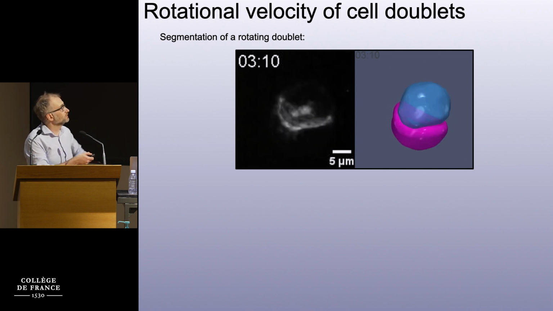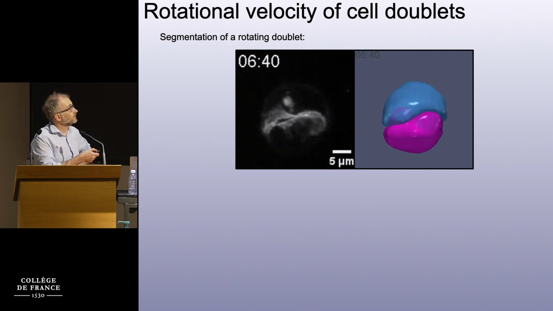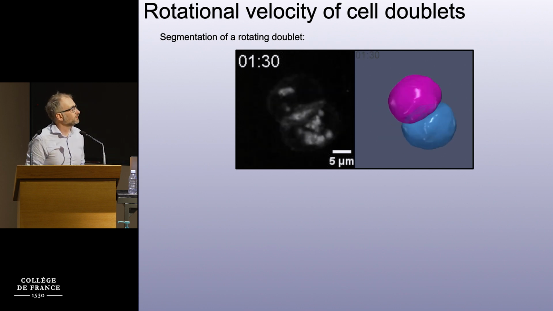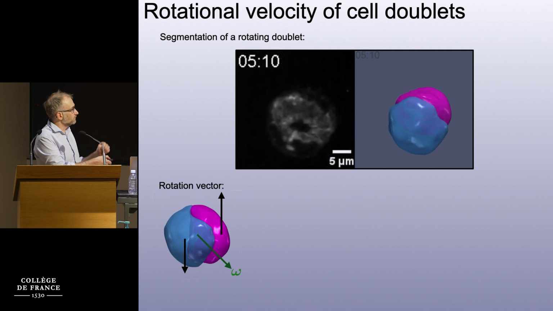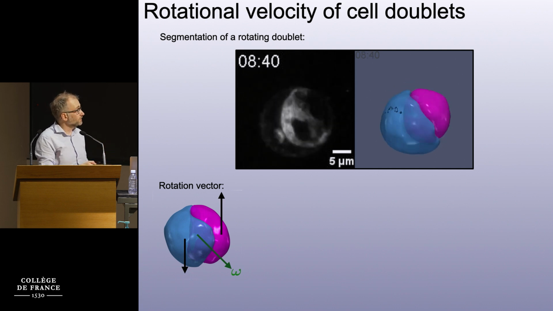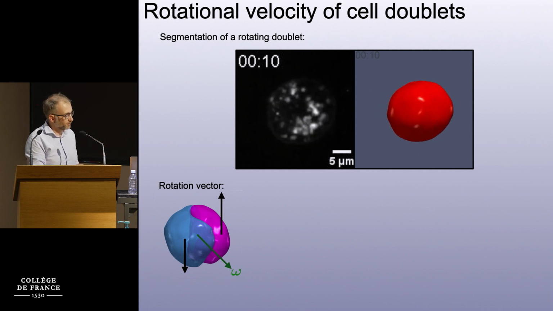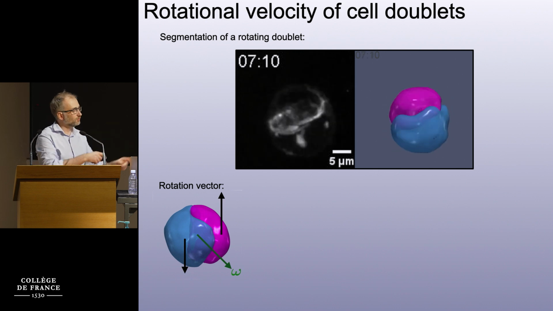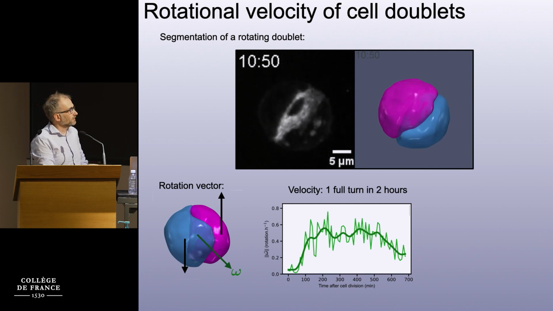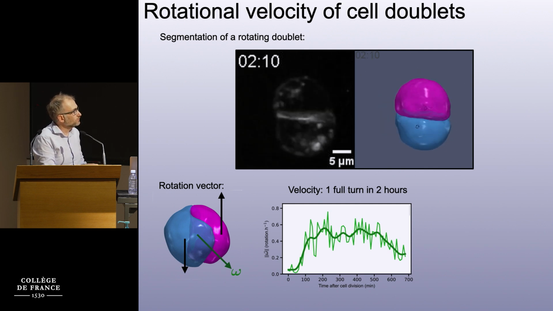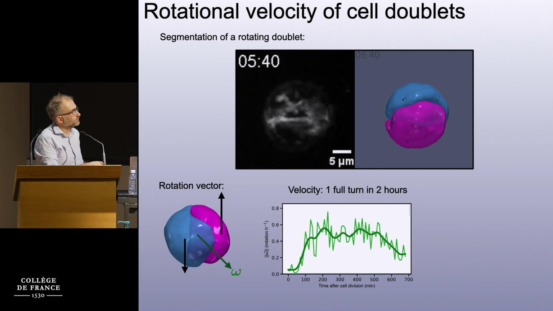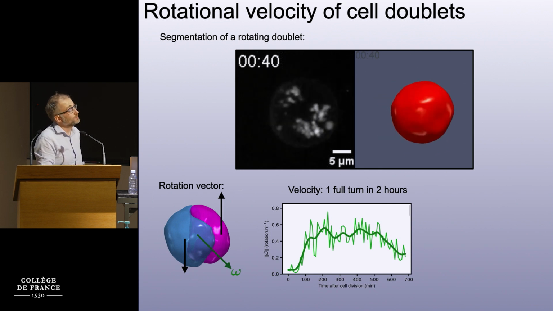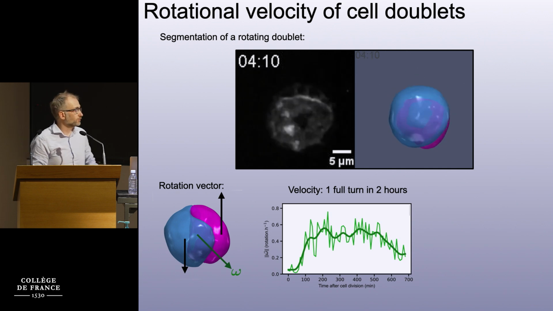So we wanted to understand this, so we first took this movie and segmented it, and then we can start to quantify some things. One thing is that we can quantify the velocity of each cell, and from these velocities define a rotation vector, whose direction gives the axis around which the doublet is rotating. And after cell division, if we look at the magnitude of the rotation, we see that the rotation increases and then saturates at a velocity of about 1 turn every 2 hours.